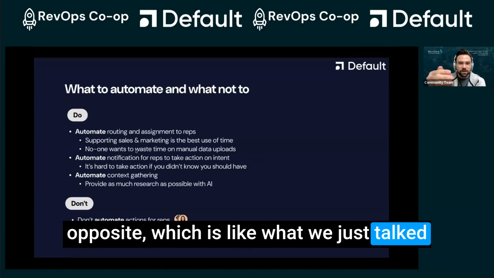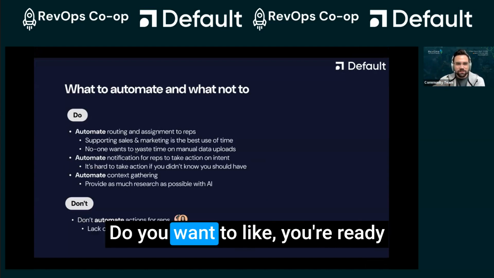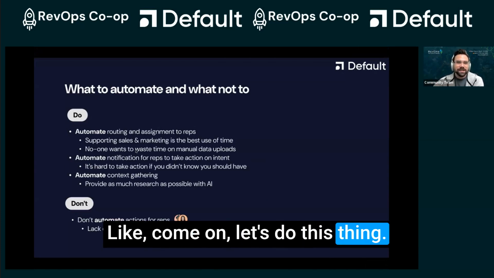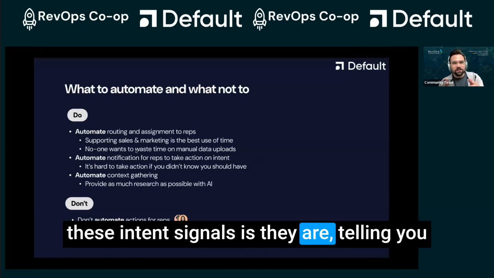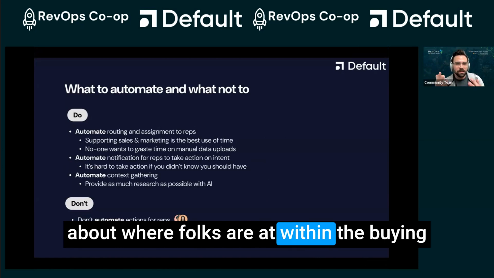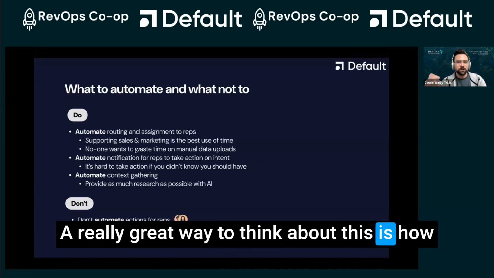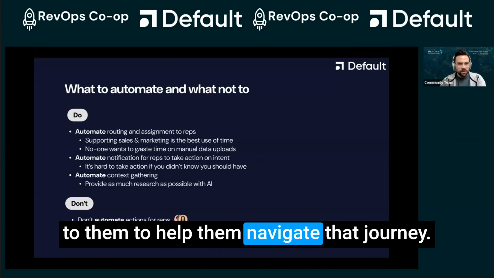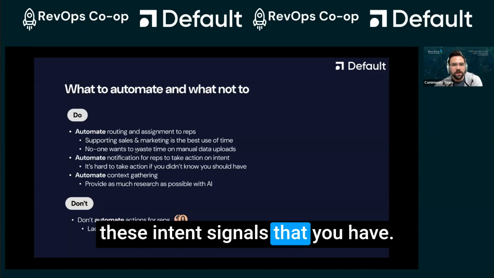which is what we just talked about: "Hey, I saw you did this. Are you ready to book time for a demo or what? Come on, let's do this thing." So I think that's a great way to frame these intent signals: they are telling you where folks are within the buying process, the buying journey. And a great way to think about it is, how can you serve up more things that are valuable to them to help them navigate that journey? That's a great way to use the intent signals that you have.